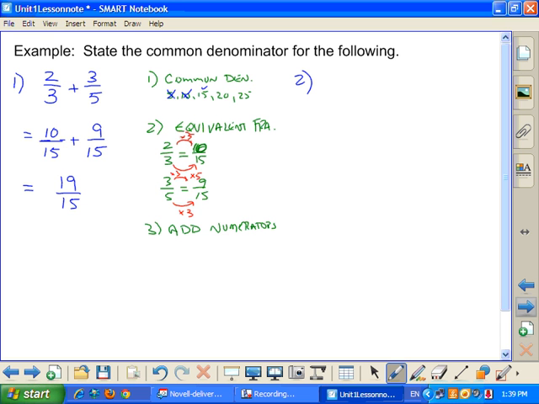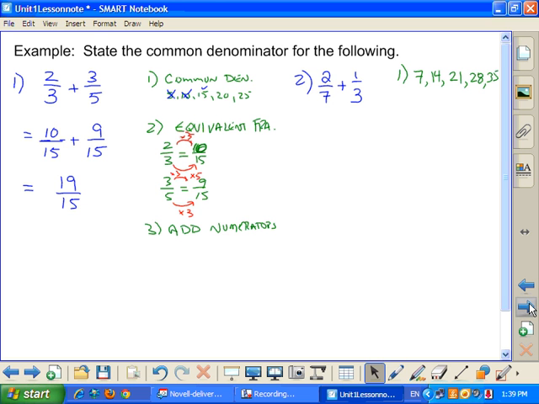So for example, let's do 2/7 plus 1/3. Off to the side, what you can do for yourself, common denominator. Pick the biggest number. So let's look at the 7. 7 times 2 is 14. 7 times 3 is 21. 7 times 4 is 28. 7 times 5 is 35.